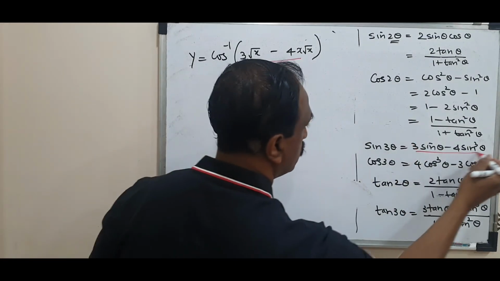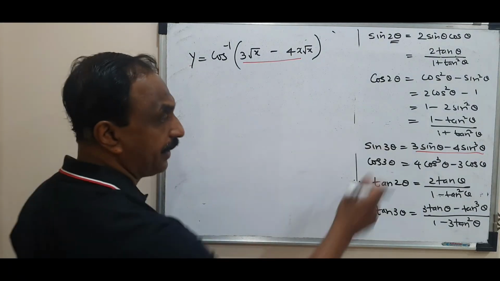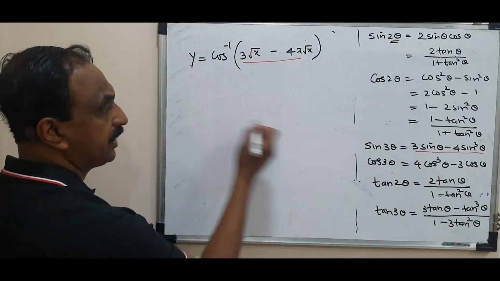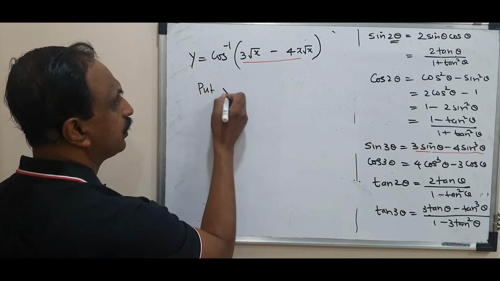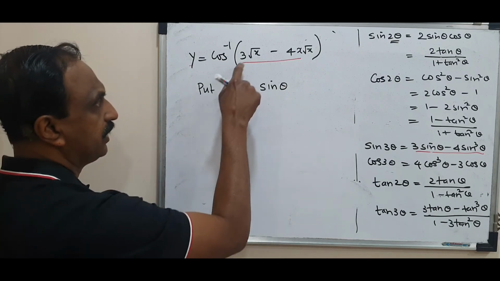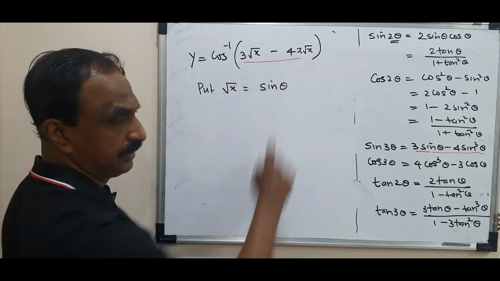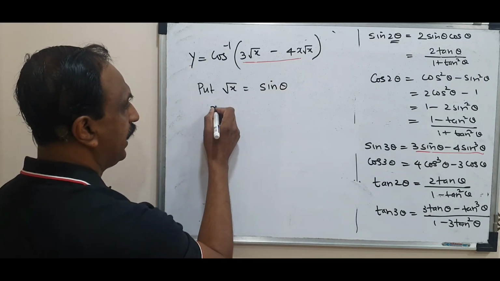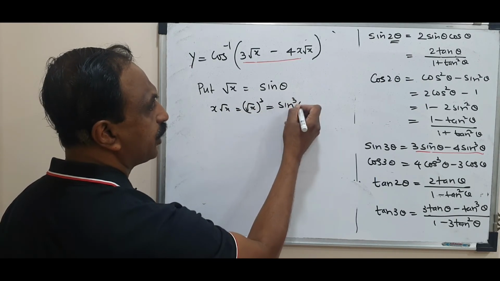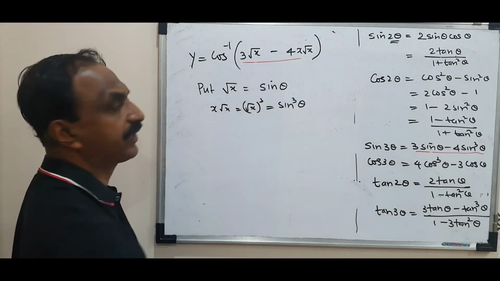Just compare this with this. In place of root x, if I have sin theta, I'll be able to apply this formula. So I can say, put root x equal to sin theta. So that 3 sin theta minus 4 sin square theta into sin theta. Because x root x will become root x the whole cube. So it automatically will become sine cube theta. So we can replace x root x by sine cube theta. So everything is perfectly matching.